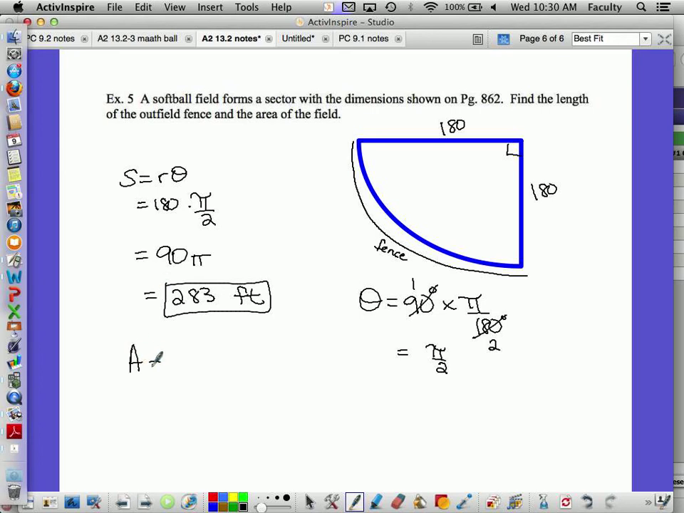All right, then the area of this sector is 1/2 r squared theta. So it's 1/2 times 180 squared. And you guys, don't do the work again. We already converted theta, so you're going to use it twice. Take a moment and punch this in your calculator. Let's see if we can get the right answer.